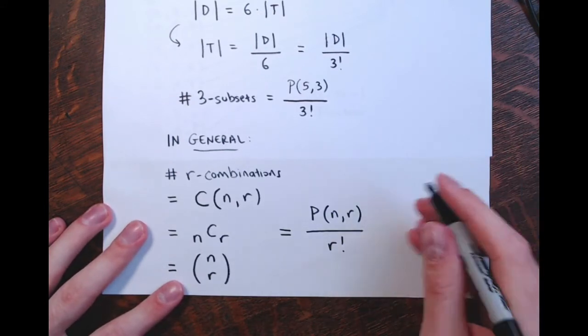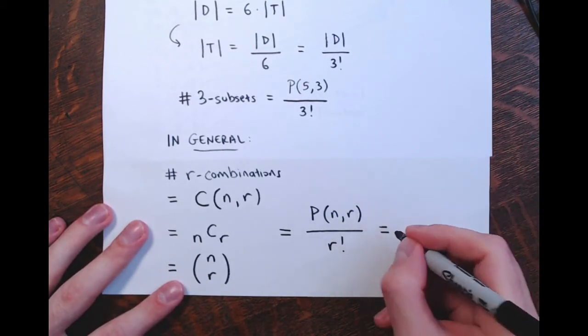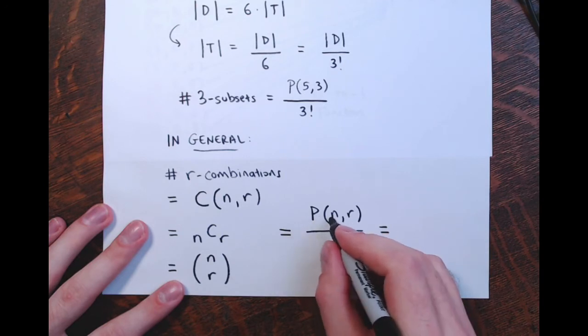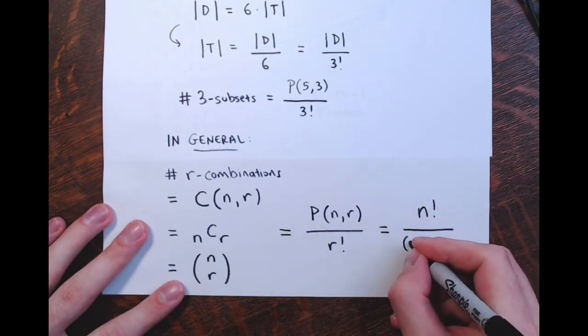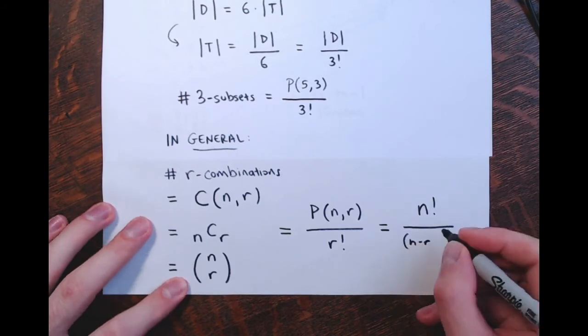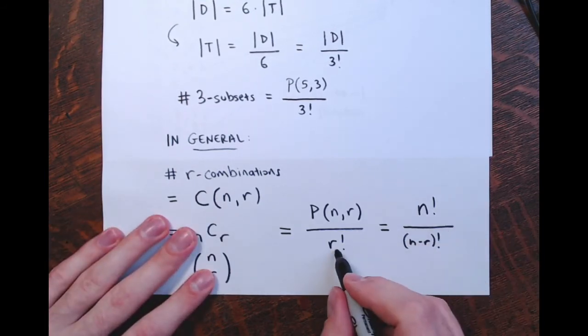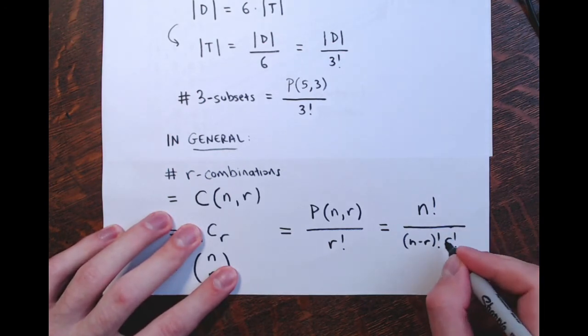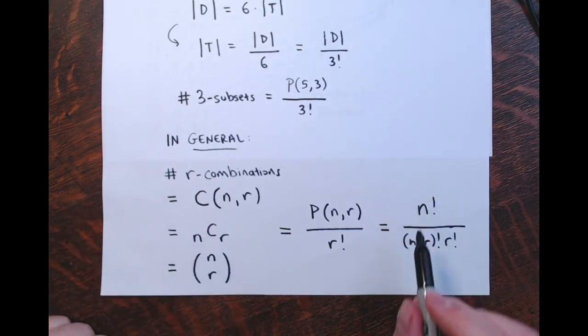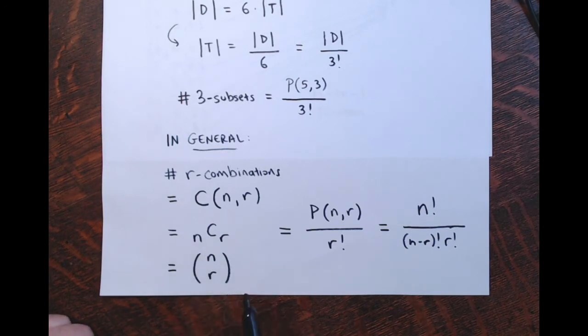Now we could also mess with this a bit. Remember, there was a formula for the permutations that was n factorial divided by the quantity n minus r factorial. But now you also have this other r factorial in the denominator. So here's another way to write the number of r combinations, or the number of r subsets. I'm going to put this in a nice box.